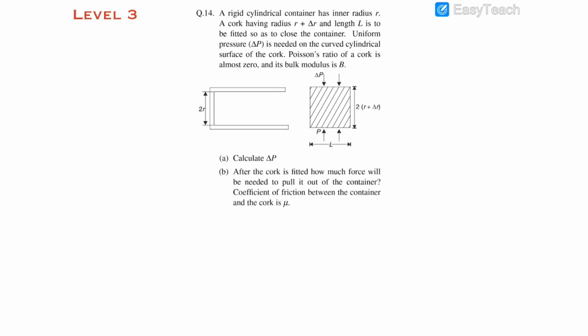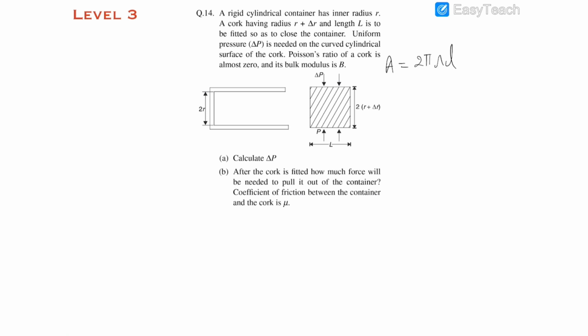So we need to apply some pressure and compress this cork, and then fit it in the cylinder. We are required to find this extra pressure which we should apply on the cork so that it can be fitted into the cylinder. First of all, we know that the cork is of cylindrical shape, and we need the curved surface area, because we are applying this force on the curved surface.